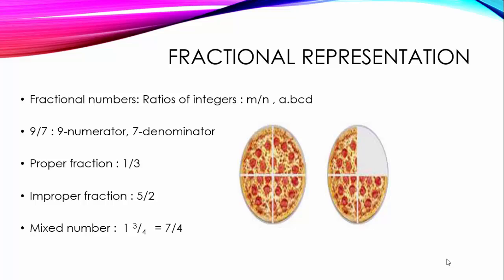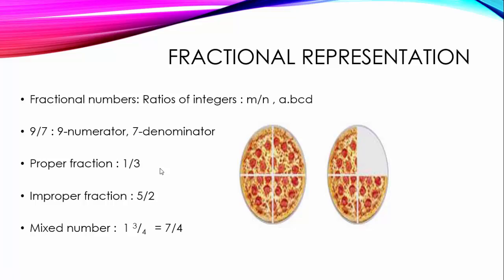The number on top of the fraction is called the numerator or nominator. The number on the bottom of the fraction is called the denominator. In the fraction 9/7, 9 is the numerator and 7 is the denominator. Fractions that have a value between 0 and 1 are called proper fractions. The numerator is always smaller than the denominator. 1/3 is a proper fraction.